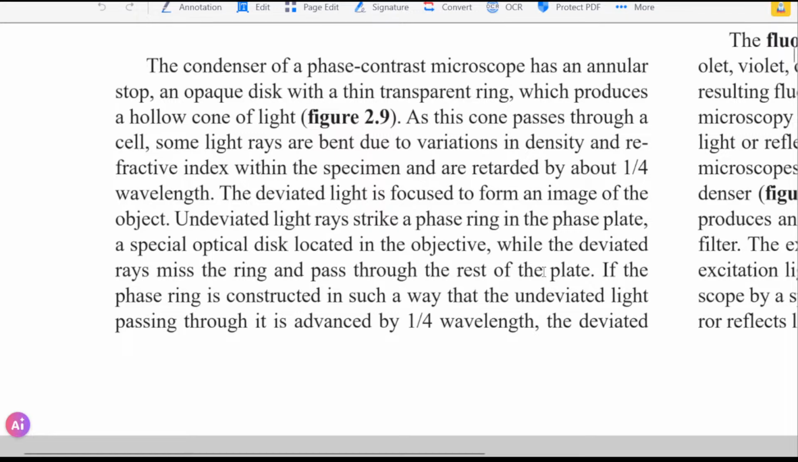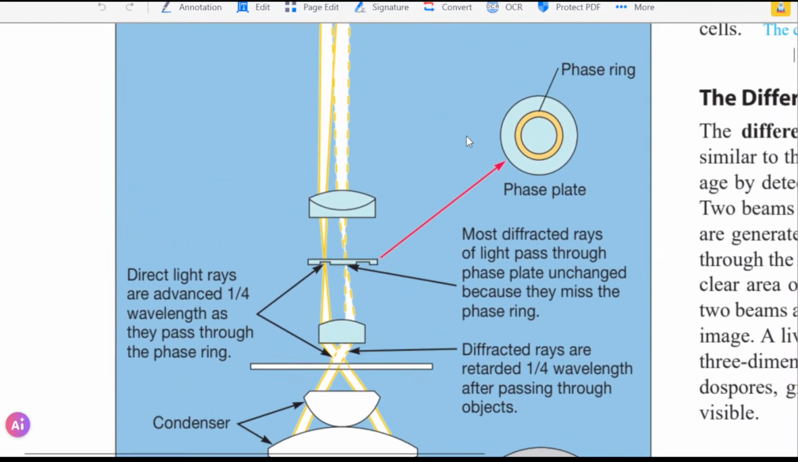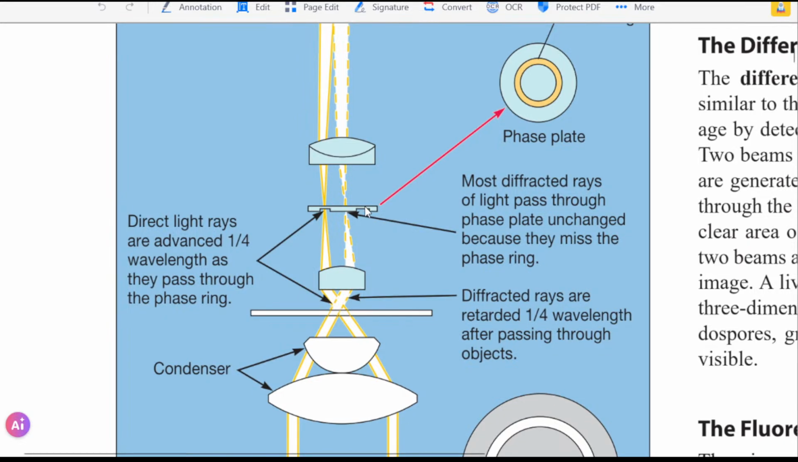Like, they don't pass through the ring, but of course, where else will they go if they don't pass through it? To the remaining area. So this is the ring and this is the ring, while these are the remaining parts of the phase plate, right? So here there is a light. Now there are two types of light for us, right? The wavelength here is all the same. But when it passes through the specimen, its wavelength changes by 1/4. If it is not deviated, the wavelength remains the same, right?